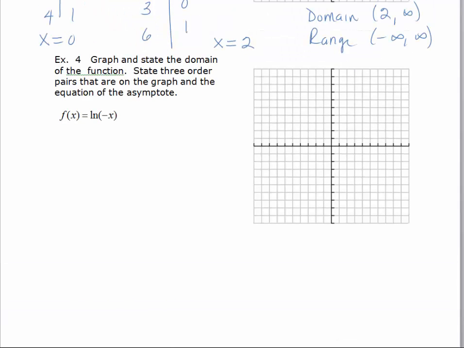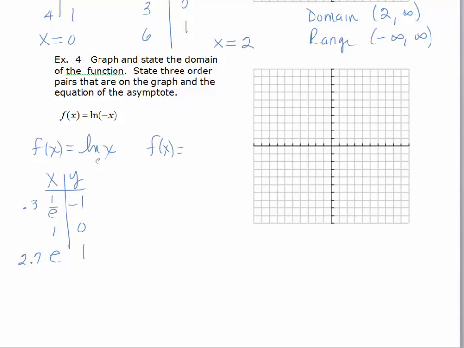Right, now let's move on to graphing the natural log of negative x. Let's first get the ordered pairs for the natural log of x. Remember the base is e, it's implied, so I'd want 1 over e, negative 1; 1, 0; and e, 1. Remember, 1 over e is around a third, or pretty close to 0.3, and e is approximately 2.7. If I want to graph f of x equals the natural log of negative x, I'm replacing x with negative x, so I'm changing the sign of all of the x values. This should give me a reflection over the y-axis.